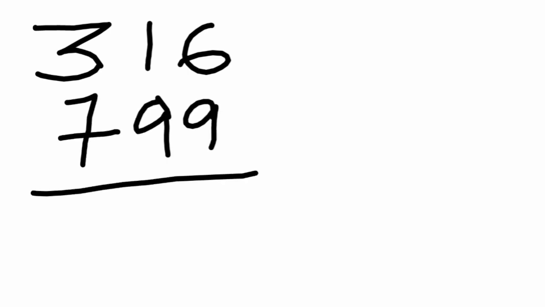I will show you how to multiply 3-digit numbers with 3-digit numbers. So let's take an example. For example, we need to multiply 316 and 799. So what we have to do?